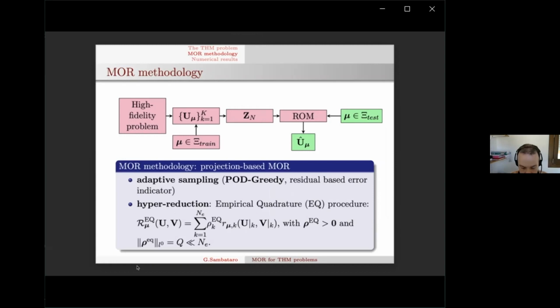For the training step, we choose an adaptive sampling, implementing a POD greedy algorithm with a residual-based error indicator. In the online phase, to reduce assembling costs, we apply the hyperreduction technique based on empirical quadrature procedure. This technique requires integration only over properly selected grid elements.